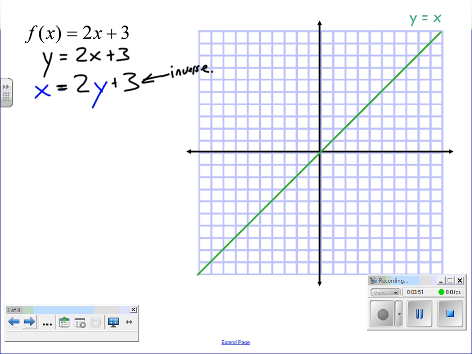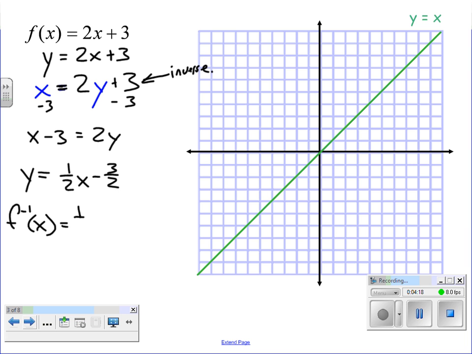Now, again, we can't graph it that way, so we have to solve for y. So what I'm going to do is move the 3 over to the other side, and we have x minus 3 is equal to 2y. Divide by 2, and we get 1/2 x minus 3/2 is equal to y. I'm just going to move this over and show it like this, so it looks a little more normal. Okay. So the f inverse of x is equal to 1/2 x minus 3/2. So notice all I did was switch it, and then I have to put it back into a graphing form.